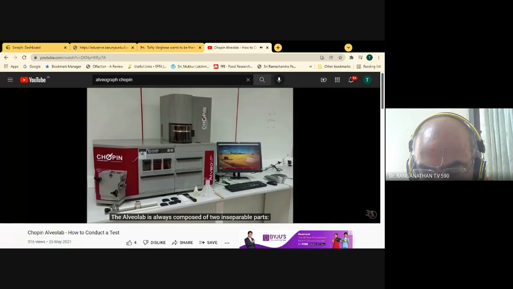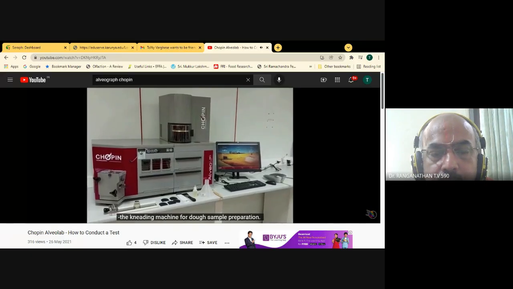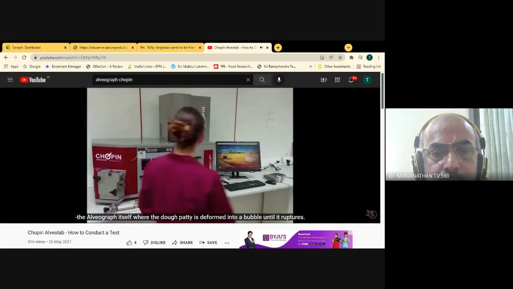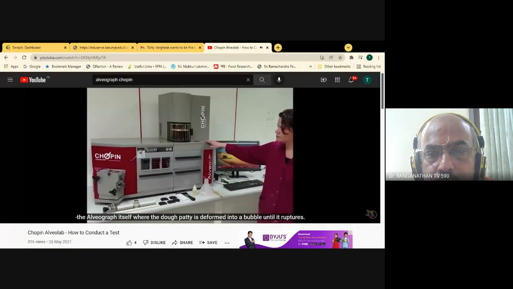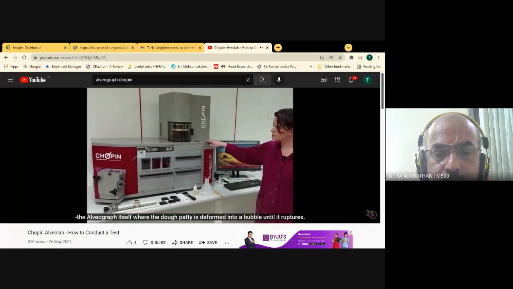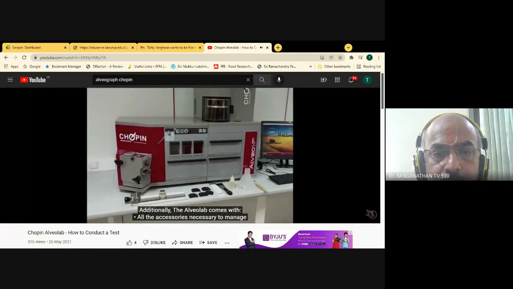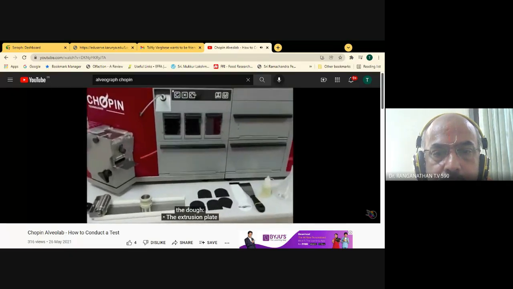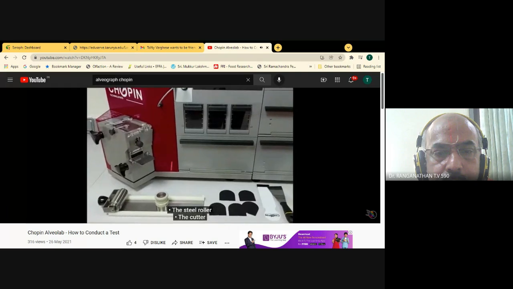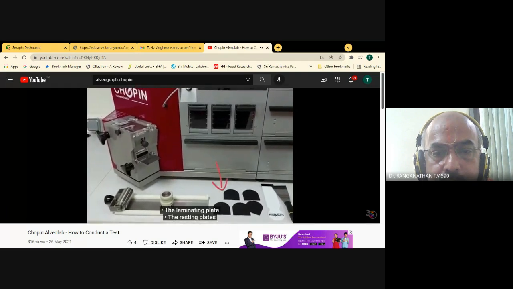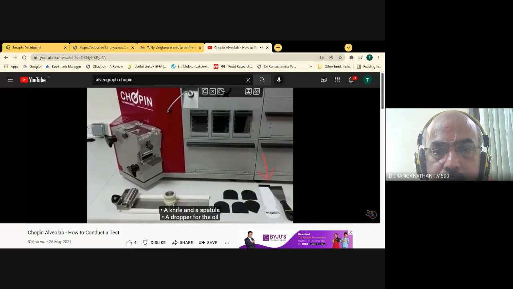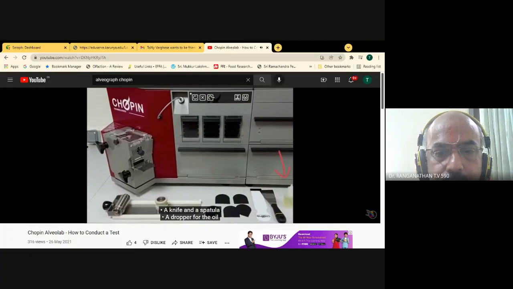The alveolab is always composed of two inseparable parts, the kneading machine for dough sample preparation and the alveograph itself, where the dough patty is deformed into a bubble until it ruptures. Additionally, the alveolab comes with all the accessories necessary to manage the dough: the extrusion plate, the steel roller, the cutter, the laminating plate, the resting plates, a knife and a spatula, and a dropper for the oil.